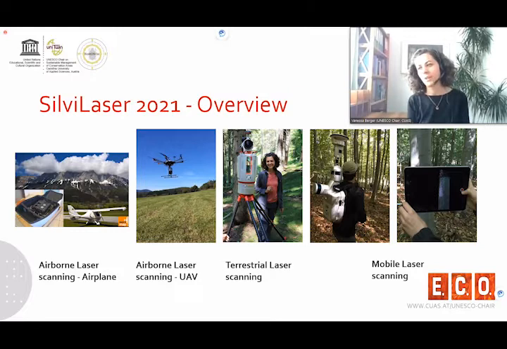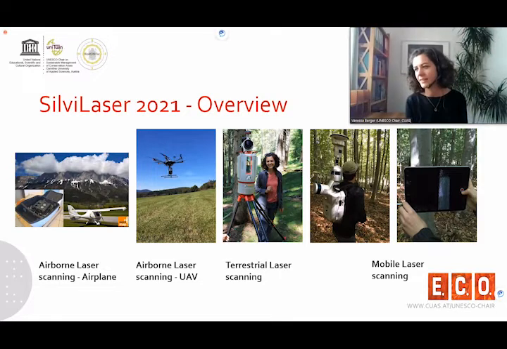Then there's airborne laser scanning from UAVs, where we have a bit higher point density, and the highest point density we can see with the terrestrial laser scanner. Here you can see the laser, and here also a camera, so that we also have RGB information about the point clouds.